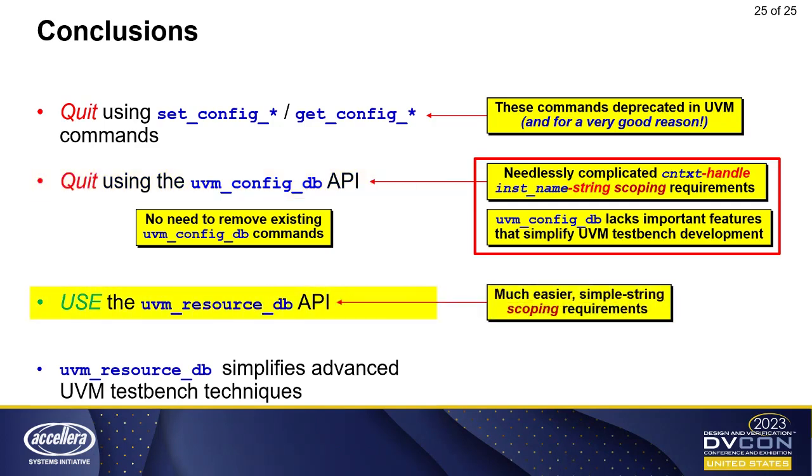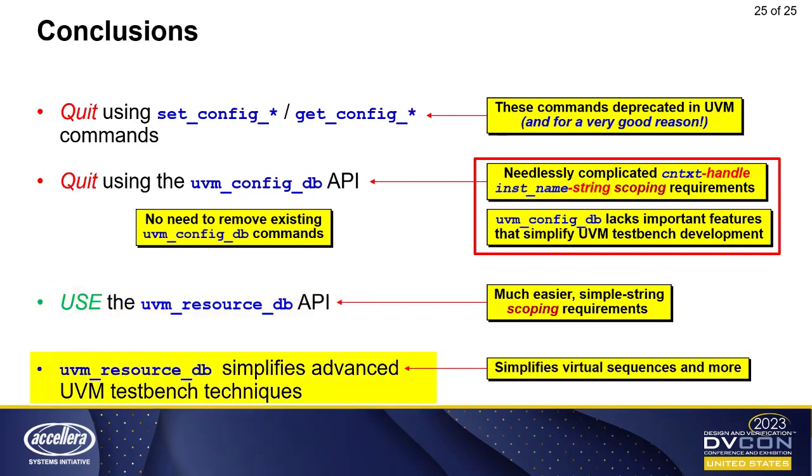Use the UVM resource DB API. It has much easier scoping requirements. And the UVM resource DB API simplifies the implementation of advanced UVM test bench techniques, including the creation of virtual sequences.